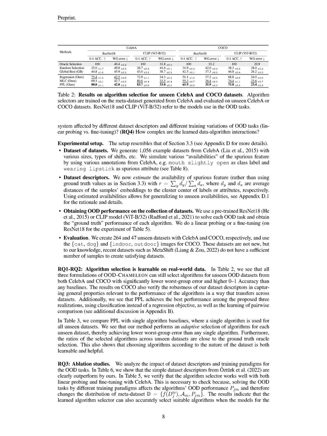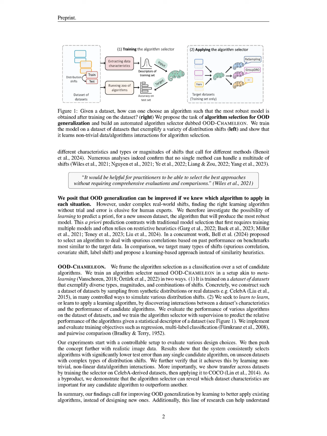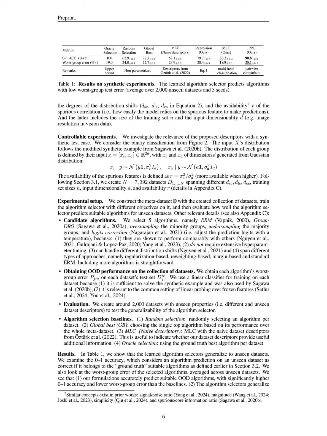The OOD-CHAMELEON method was validated through a comprehensive experimental design involving both synthetic and real-world datasets. Initially, a metadataset was constructed from 7,392 synthetic datasets generated with varying degrees of covariate shift, label shift, and spurious correlation, which were then used to train the algorithm selector. The performance of the selected algorithms was evaluated using metrics such as 0-1 accuracy and worst group error on 2,000 unseen datasets with distinct properties.